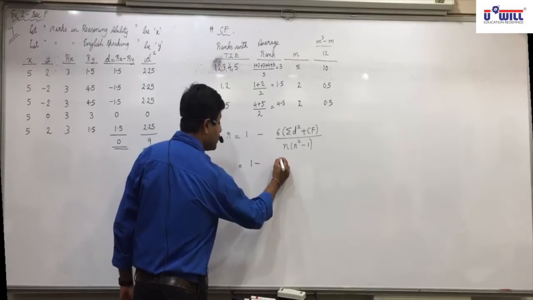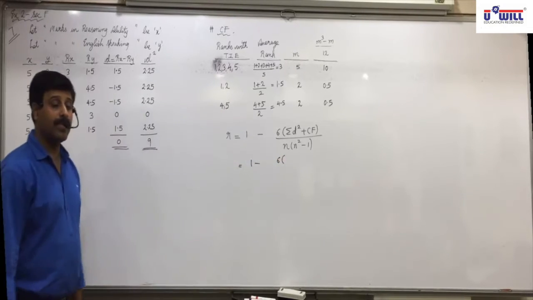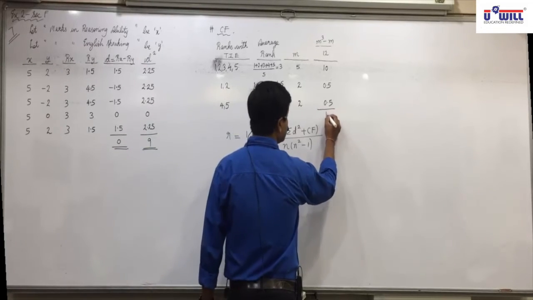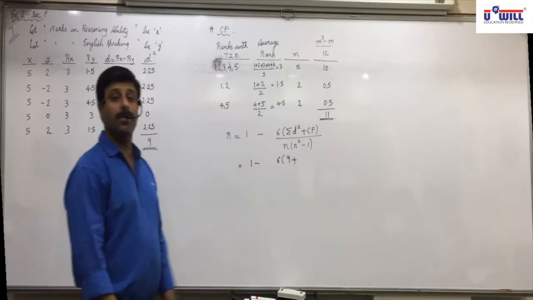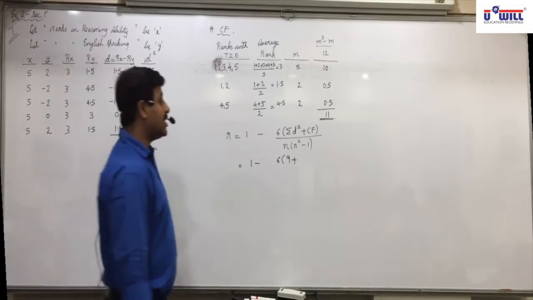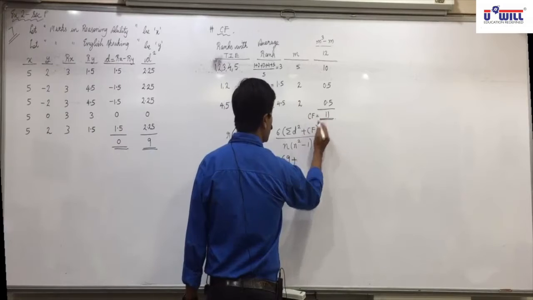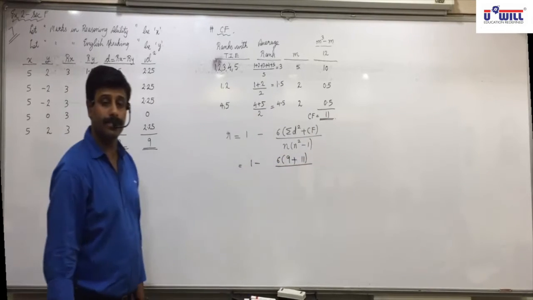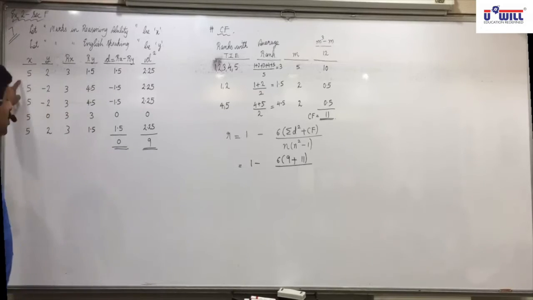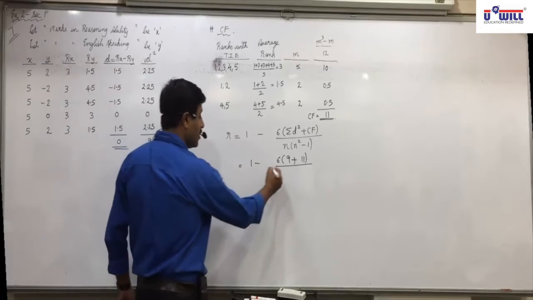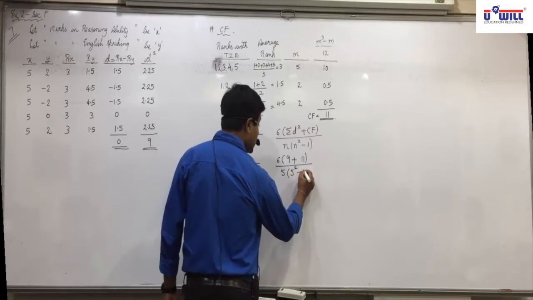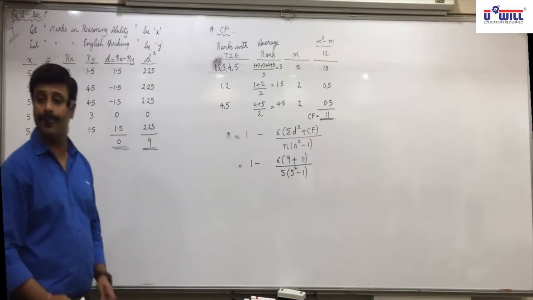1 minus 6 into 9 in bracket, 9 plus 9. Yes, do you all get CF as 11, the total of m cube minus m upon 12? How many observations are there? So n is 5. 5 square minus 1. Did everyone understand this?